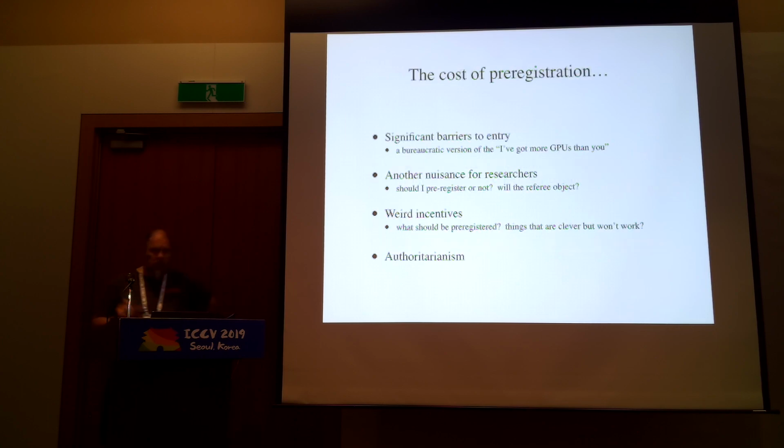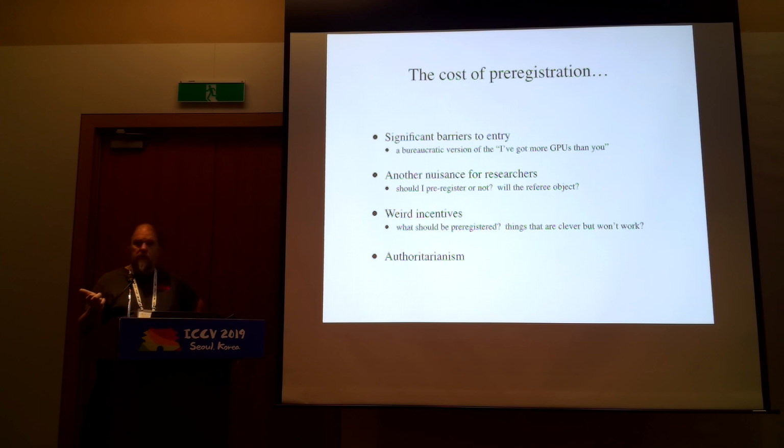We need to think about the cost of pre-registration. There seem to me to be 4. One is very significant barriers to entry. If one sets it up in detail, one ends up with a bureaucratic version of the "I've got more GPUs than you" position. Right now, most vision research is conducted on the basis of who's got the most GPUs. An alternative is vision research conducted on who's best at writing pre-registration paperwork.